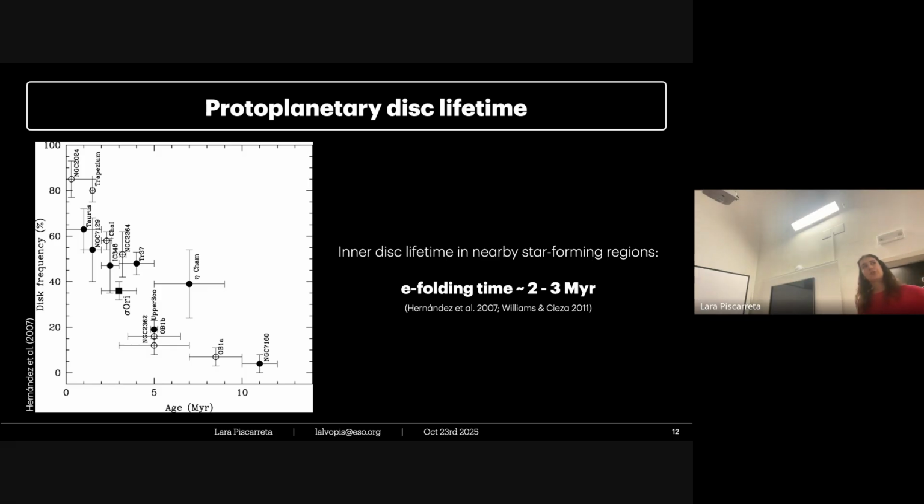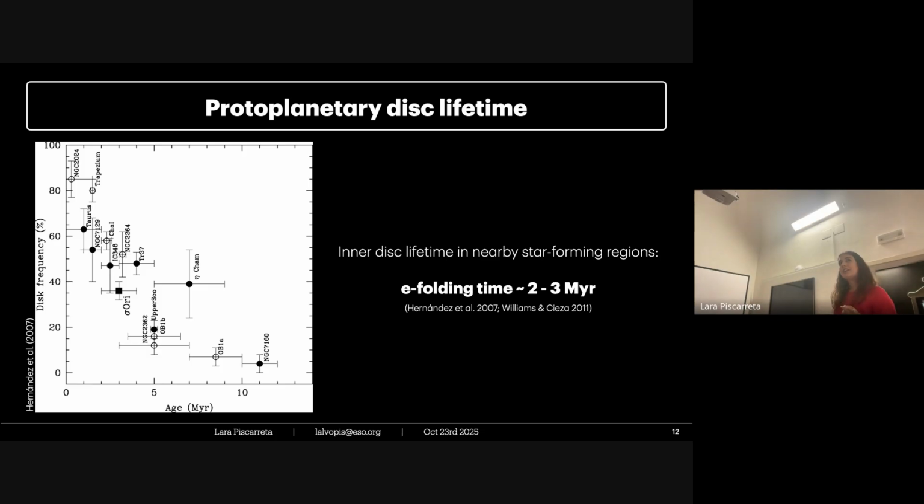So this is disk frequency as a function of age, and this frequency is basically the ratio of sources that have infrared excess emission to the entire population of sources from a particular star-forming region. All of these data points are different star-forming regions at different ages. And what we see is this behavior that decreases exponentially. So from this, we can deduce e-folding times, which are typically between 2 to 3 megayears.